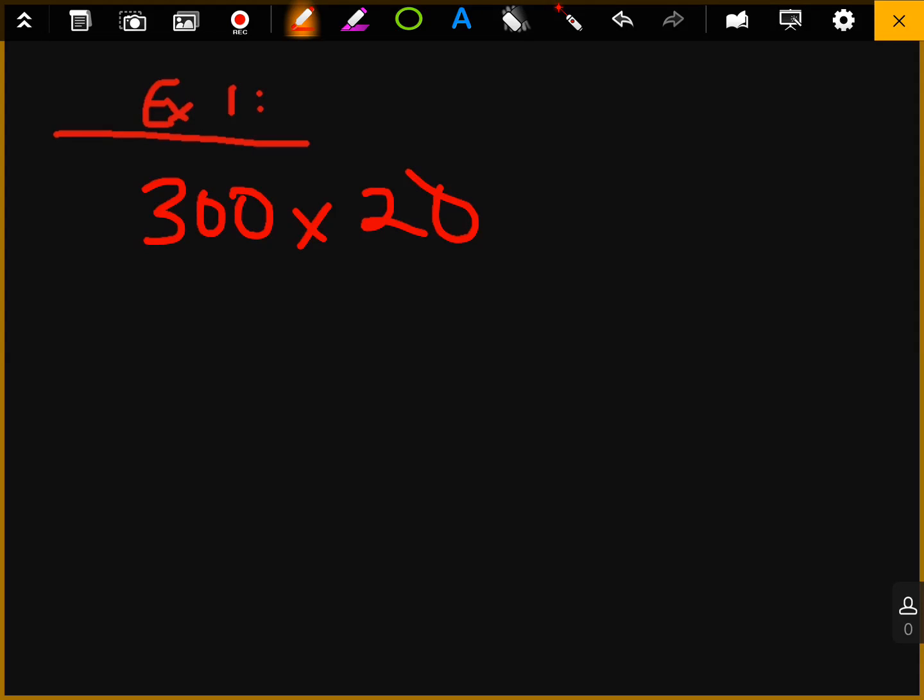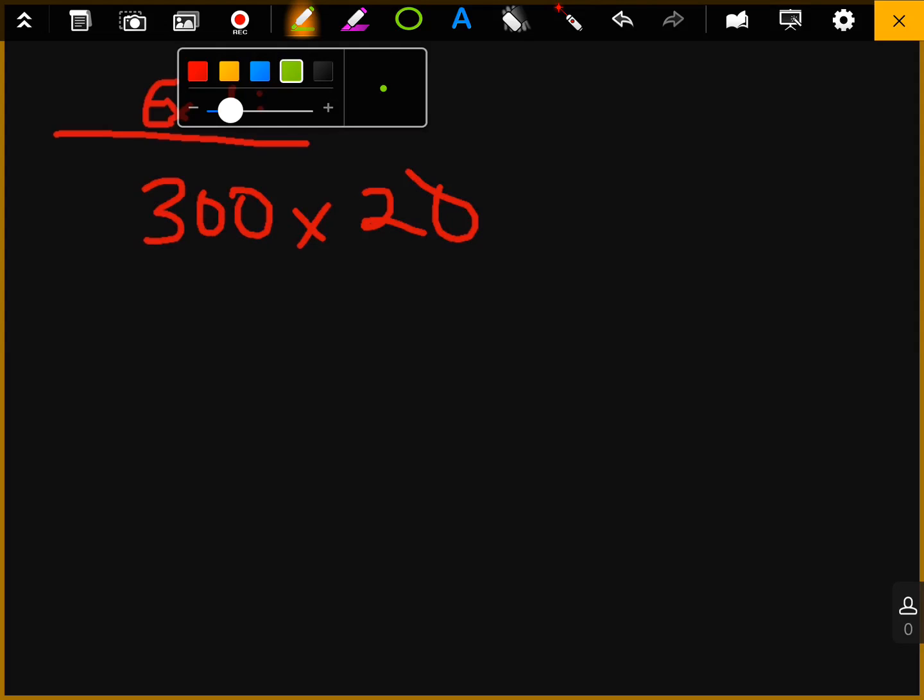All right. So once again, you have the rules. Step 1 is use your multiplication facts, and step 2 is count the zeros. So let's say I ask you, okay, in example 1, let's say we have 300 times 20.